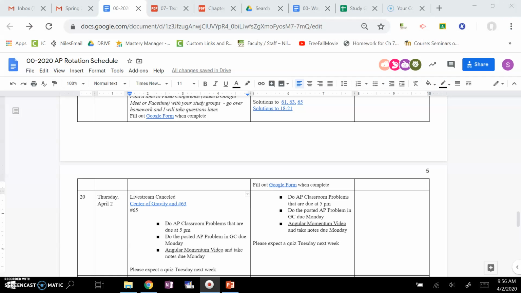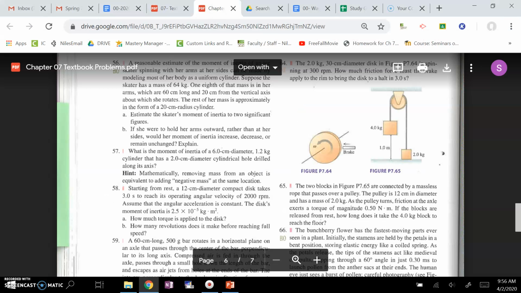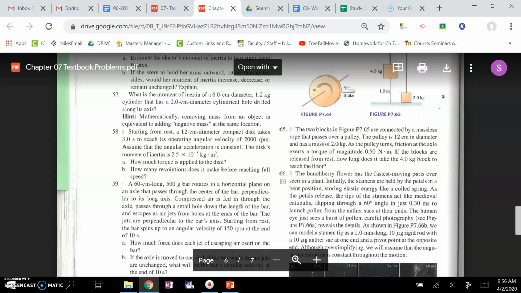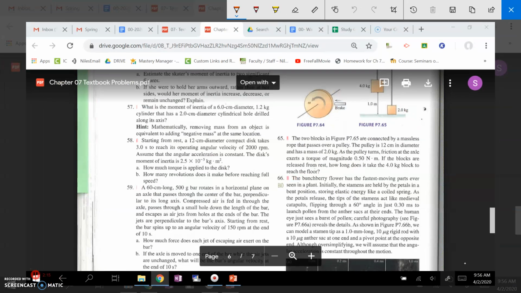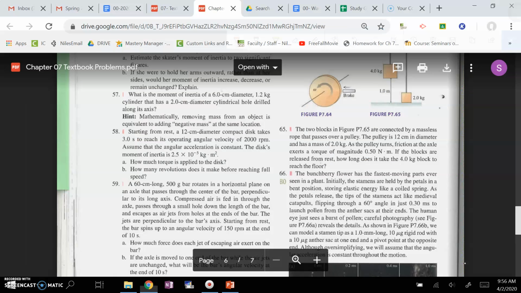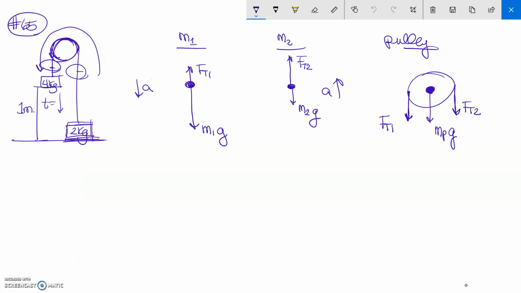Let's see what they say about it. So, textbook problem 65. Okay. The friction at the axle exerts a torque of magnitude 0.5. Okay, so that's right here. So, whenever we have friction, it always opposes the motion. So, this also is true about frictional torque. So, I'm going to go back to the problem. So if this is accelerating this way, that means my frictional torque, I'm going to draw right here, that's my friction.